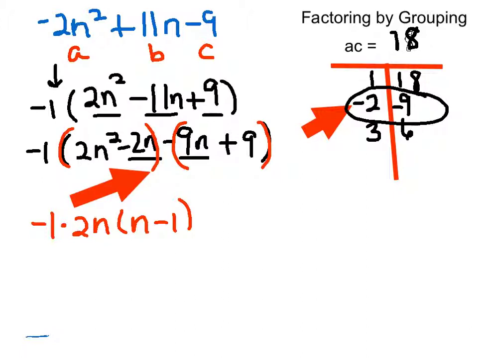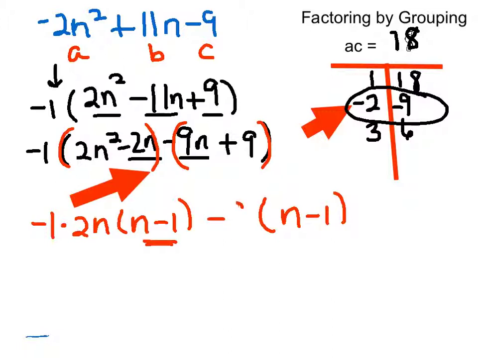Okay, now that n minus 1 is the trick here. That's what makes this, once you get this, you're in the home stretch. I'm going to duplicate n minus 1 over here. Then I'm going to look over here and think, what can come out of here? What does this n have to multiply by to get a 9n? Okay, and hopefully you're seeing a minus 9.